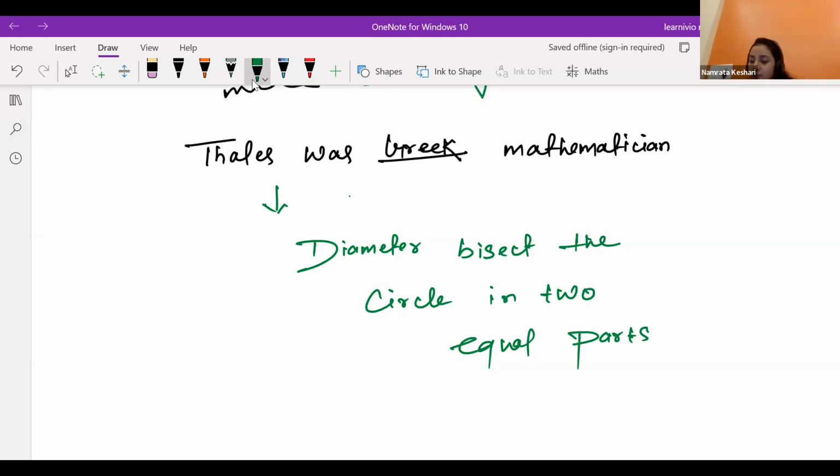Now let's continue with the postulates. The way you have all learned the axioms, the same way here you will be learning the postulates. Before starting new things, first each and every one of you, quickly please tell me all the 7 axioms.